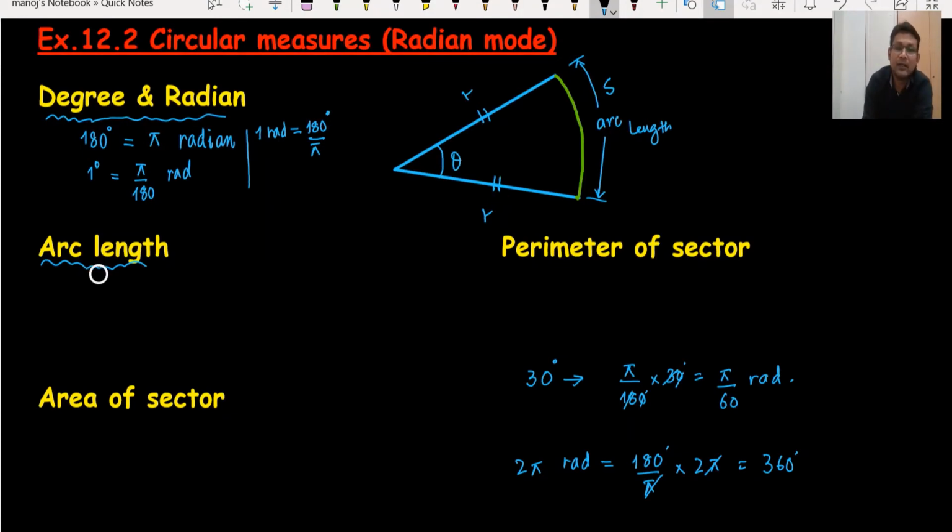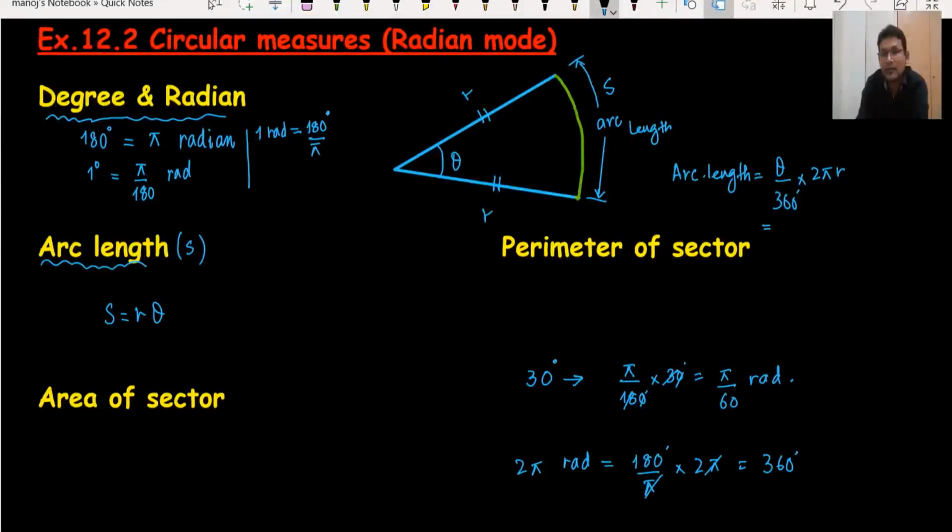So now the arc length S is equal to r theta. This is the formula to find the arc length in radian mode. But when you use the formula to find the arc length in degree mode, the arc length is equal to theta upon 360 degrees into 2 pi r. And if you want to convert this degree into radian mode, remember that 360 degrees equals 2 pi.